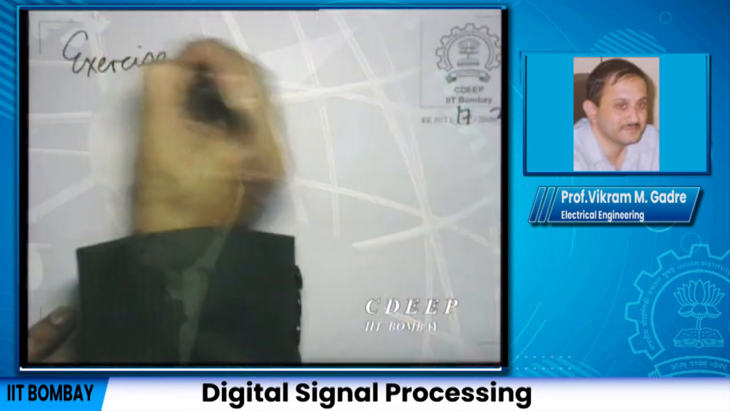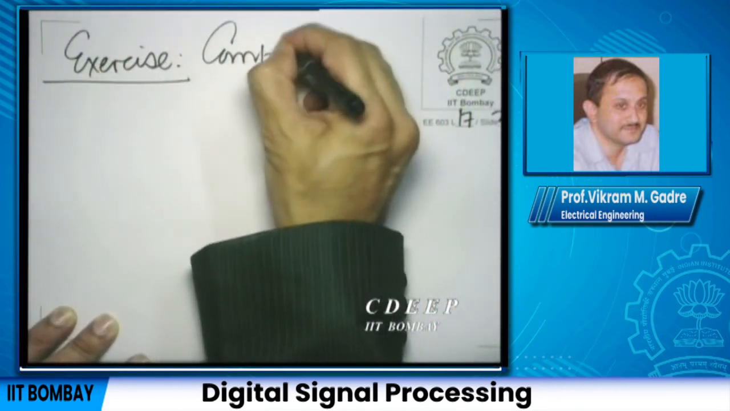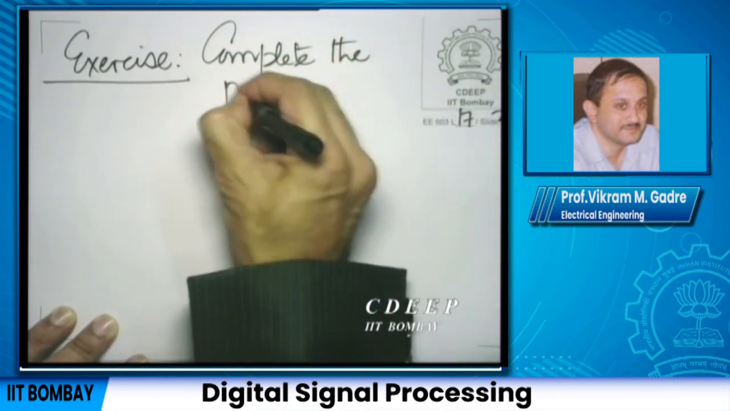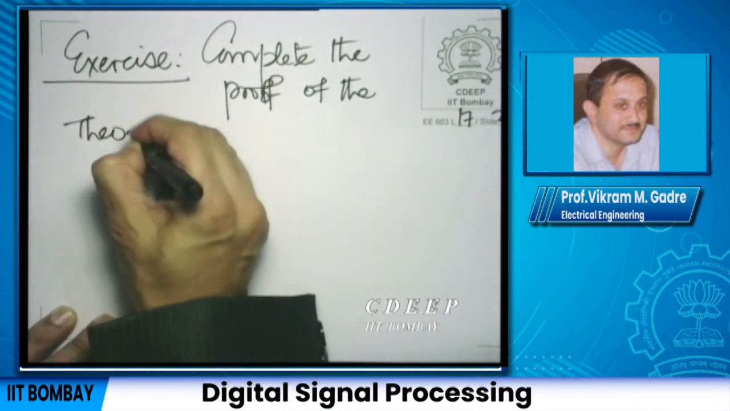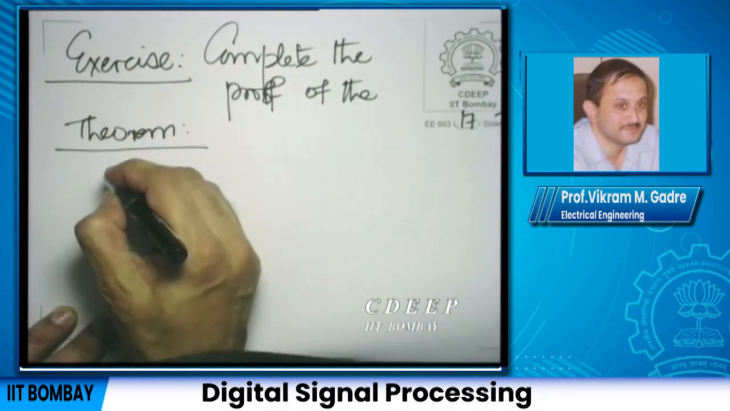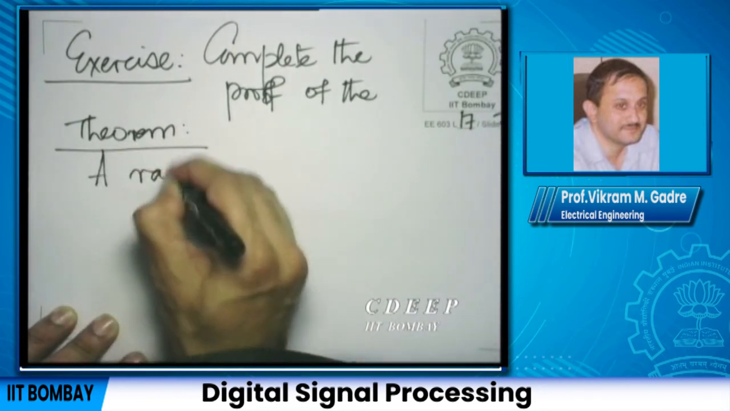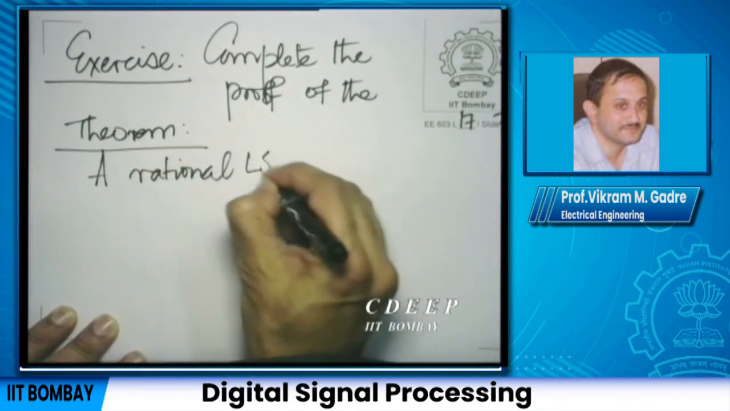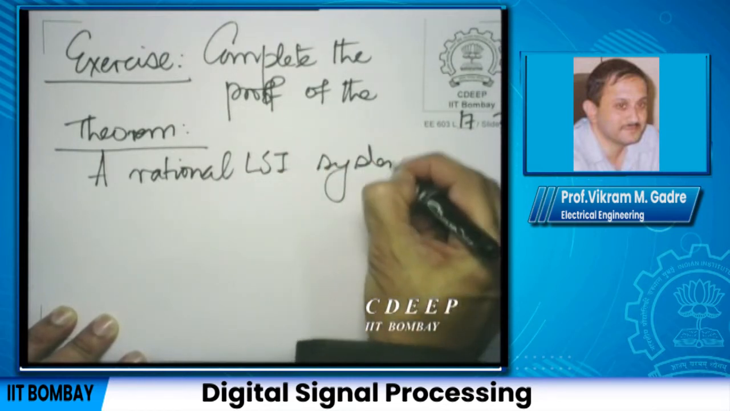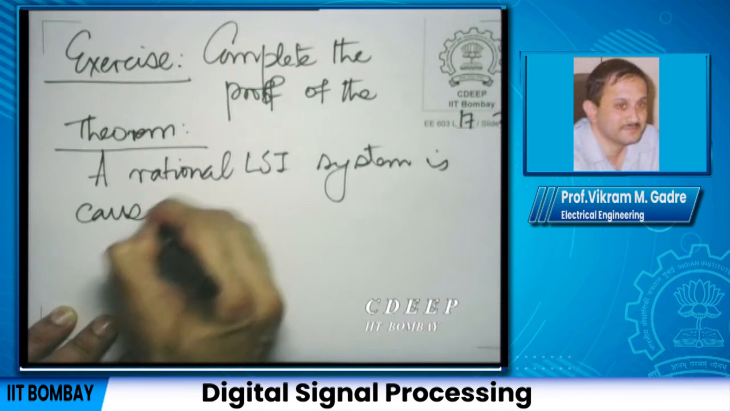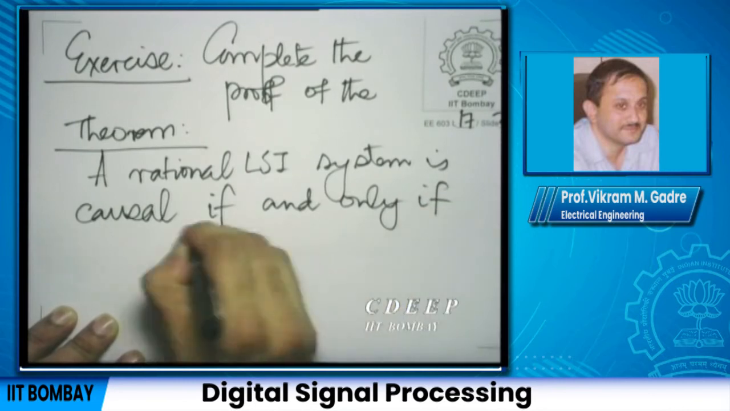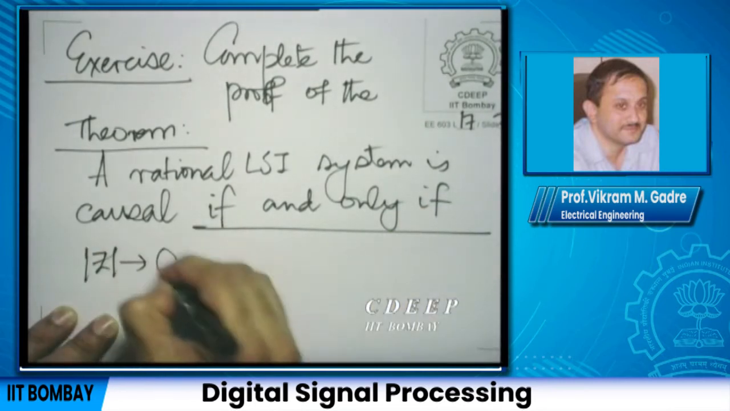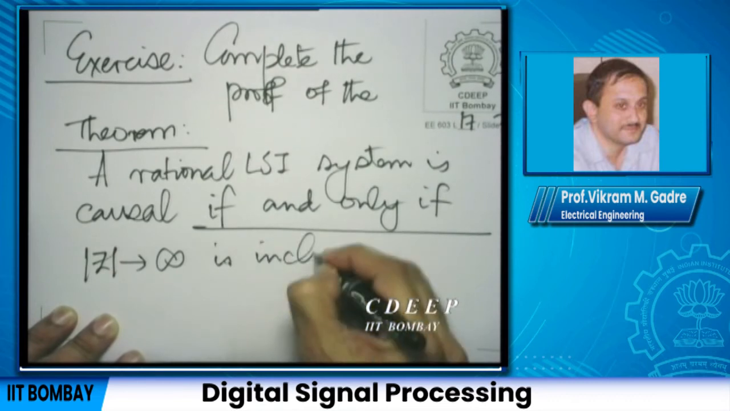Okay. So, exercise: complete the proof of the theorem. A rational LSI system is causal if and only if mod z tending to infinity is included in the region of convergence.